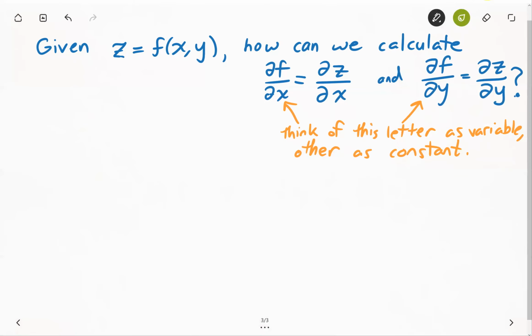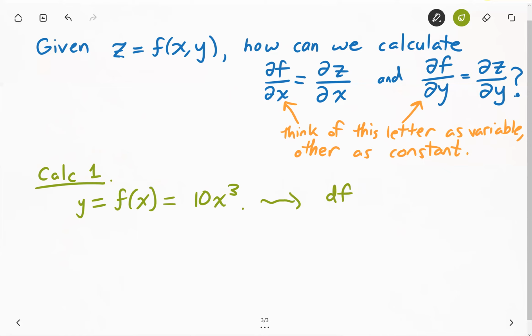Again, for inspiration, I'd like to go back to Calculus 1 for just a moment. In Calculus 1, if I had the function y as a function of x, something like 10x cubed, you would know right away that the derivative of f with respect to x, using the power rule, is 3 times 10x squared, which we'd probably write as 30x squared.